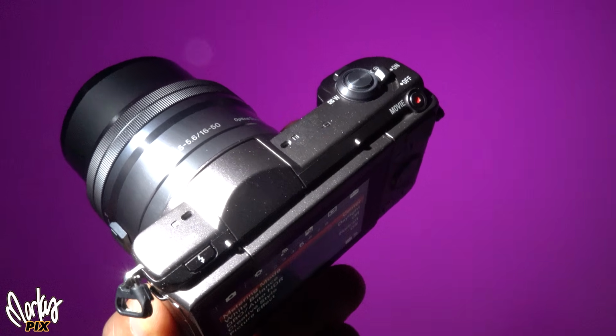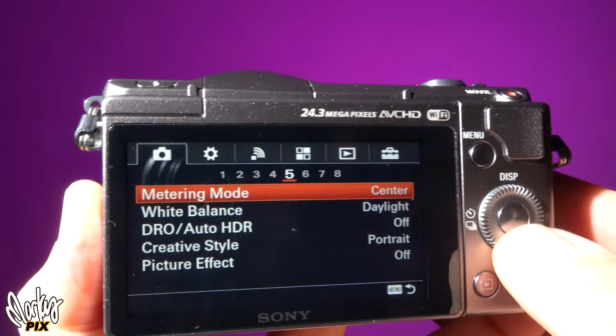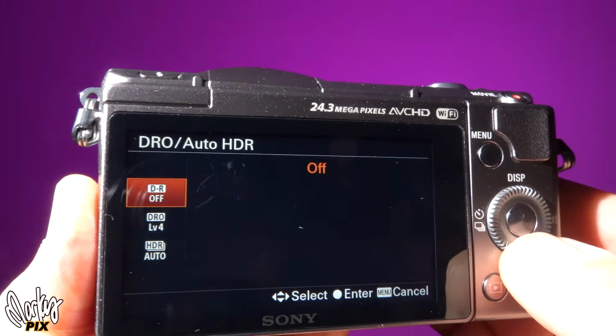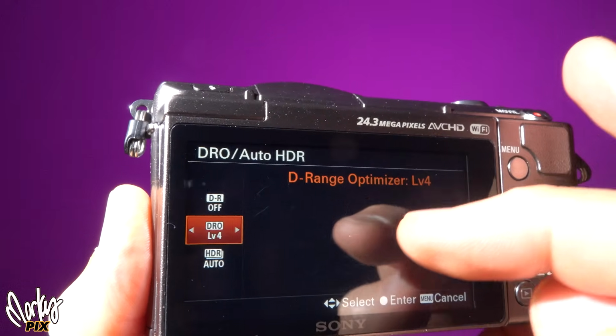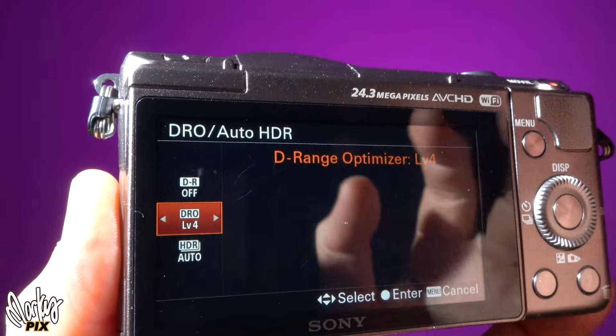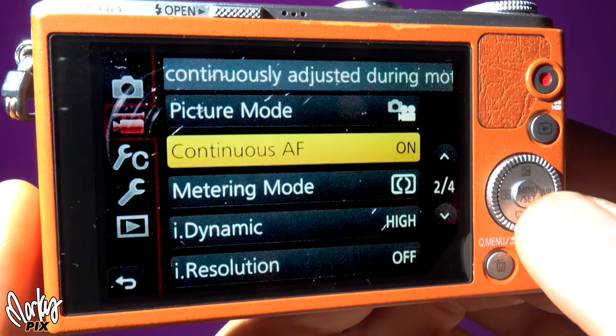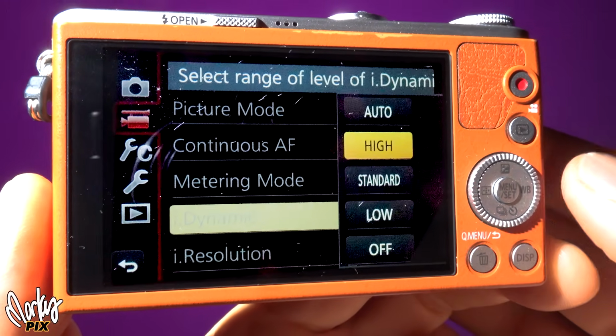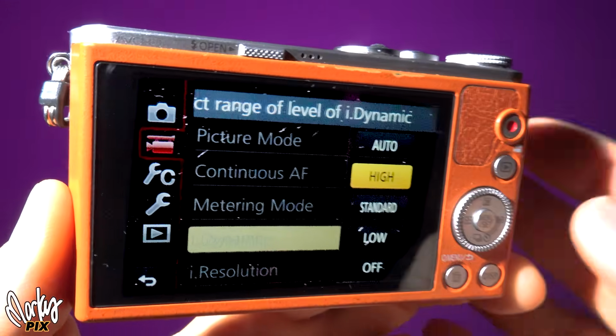The saturation is a little too strong. A lot of times the highlights would be yellow instead of skin colored. So how do we get around that? Well, there's several ways to do it, and that's what this video is about today. In the case of the 5100 and pretty much all Sony cameras, go into the menu and find DRO, which stands for Dynamic Range Optimizer, and put it up to like level 4. The Panasonic Lumix version of this is called iDynamic. What this basically does is it brightens up the shadows.